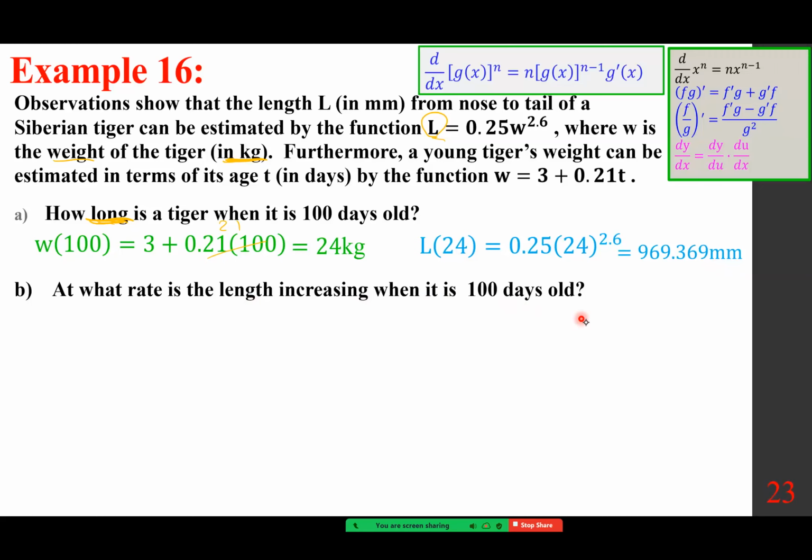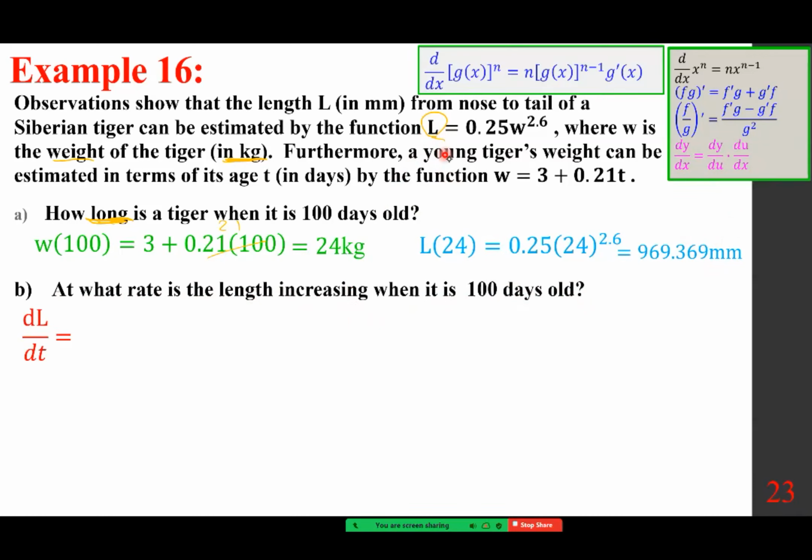So I like to use Leibniz's notation. Leibniz's notation says dy/dx is dy/du times du/dx. That means y is a function of u is a function of x. In this case, at what rate is the length increasing when it's 100 days old? That means with respect to time. That means we want dL/dt.